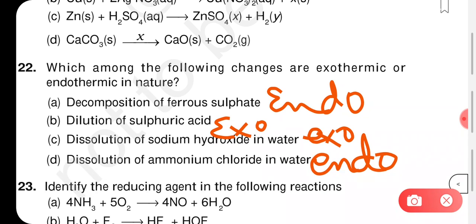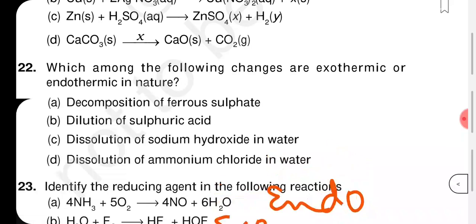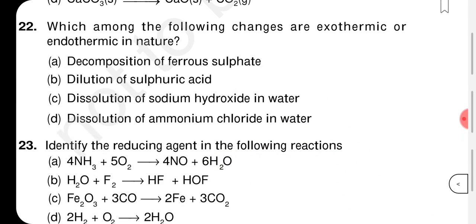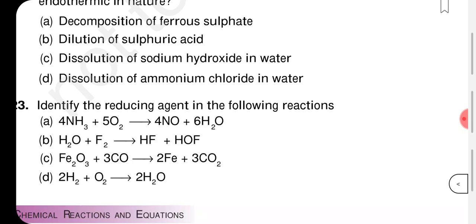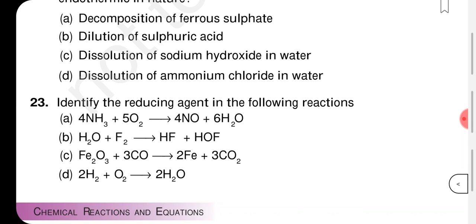Now let us do the next set of questions. Question number 23: identify the reducing agent in the following reaction. Reducing agents are the ones that undergo oxidation. So let us see what is undergoing oxidation, and that will become our reducing agent. You have to find out only the reducing agent.